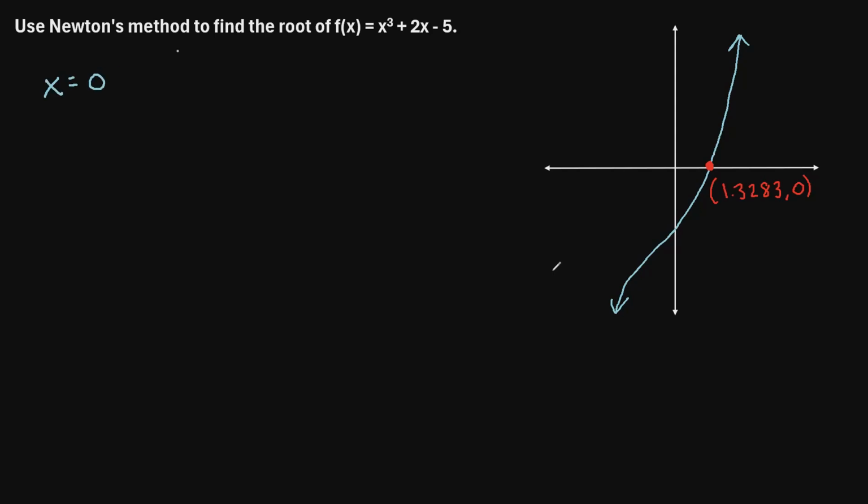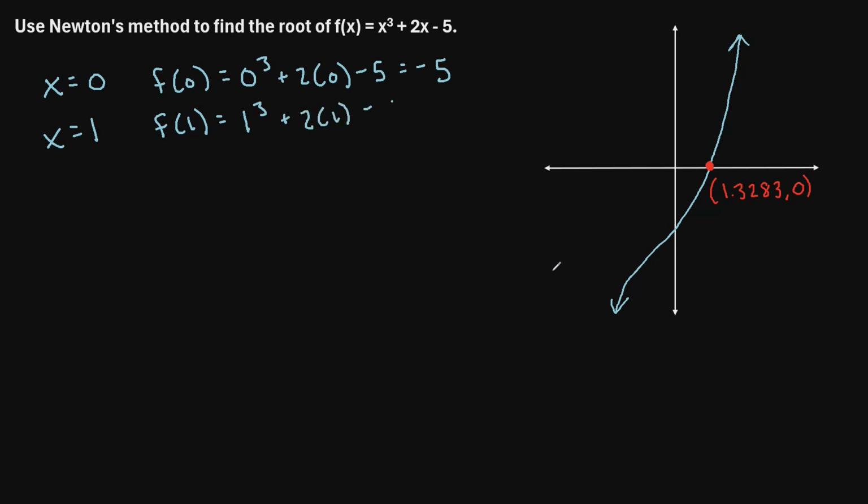So let's plug in a value of x equals 0 into this function. f of 0 would be equal to 0 cubed plus 2 times 0 minus 5, and that's equal to negative 5. Now let's try a value of x equals 1. f of 1 would be equal to 1 cubed plus 2 times 1 minus 5. So this is 1 plus 2, which is 3, minus 5 is negative 2. And then let's try another value, x equals 2. When we plug in a 2, we get f of 2 is equal to 2 cubed plus 2 times 2 minus 5, which is equal to 8 plus 4, that's 12, minus 5 is 7.